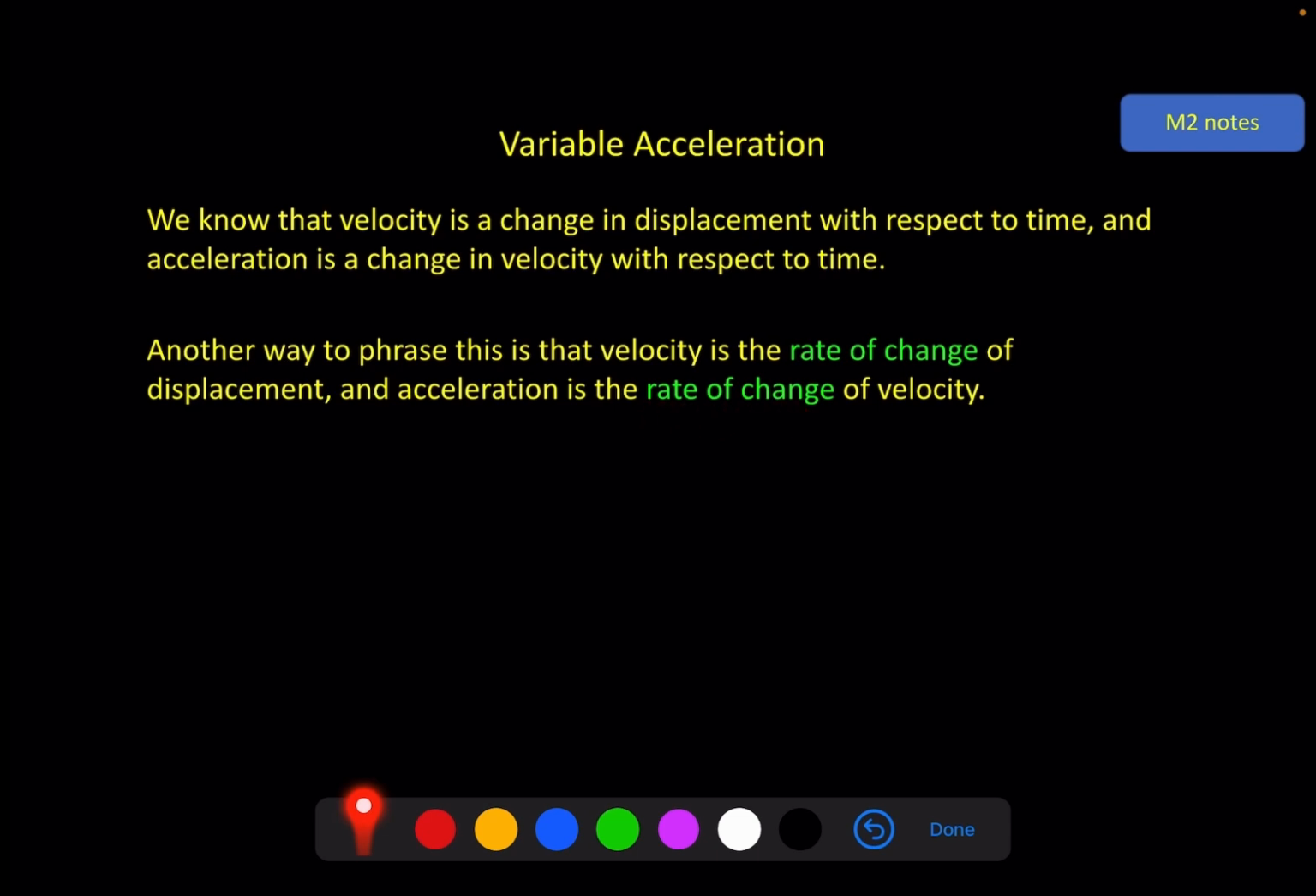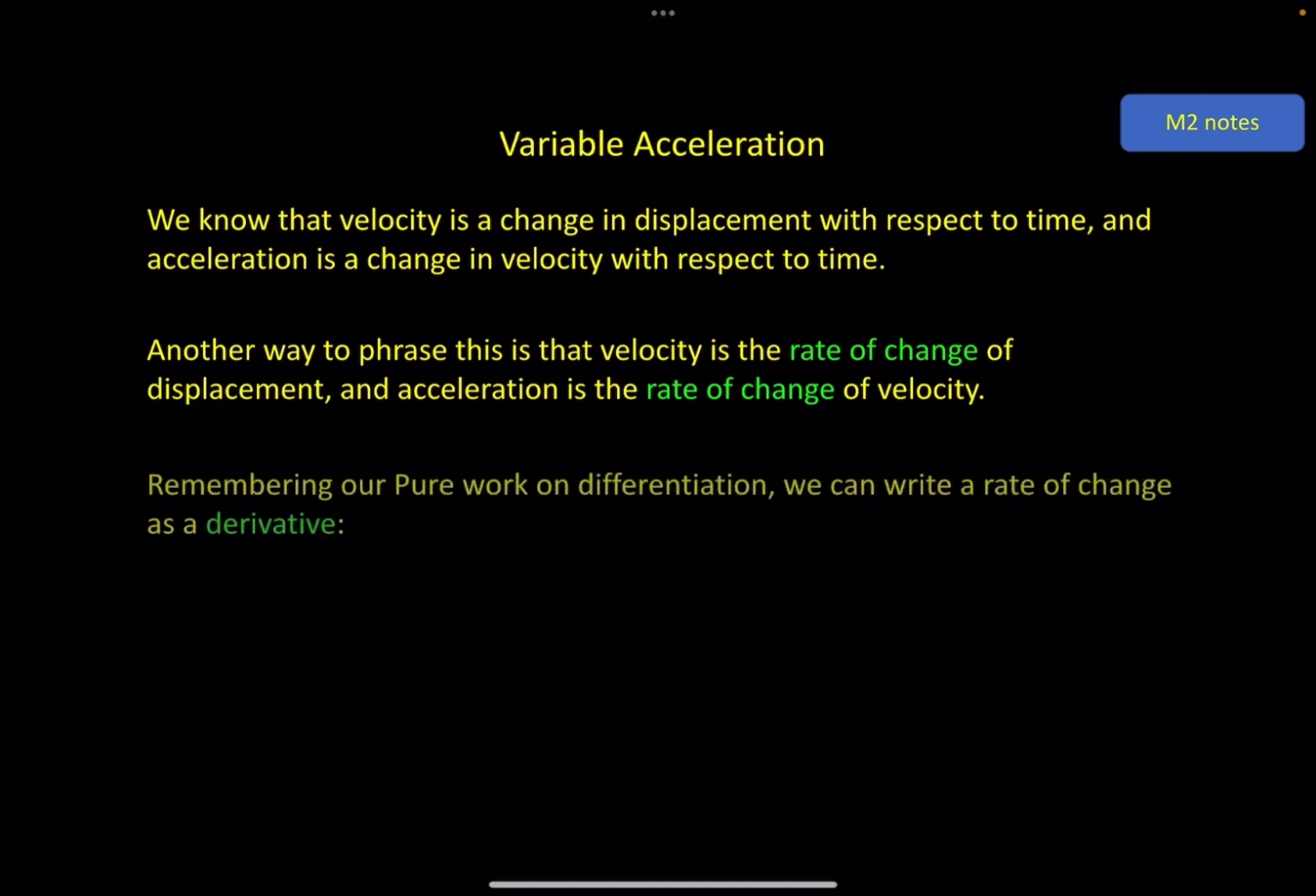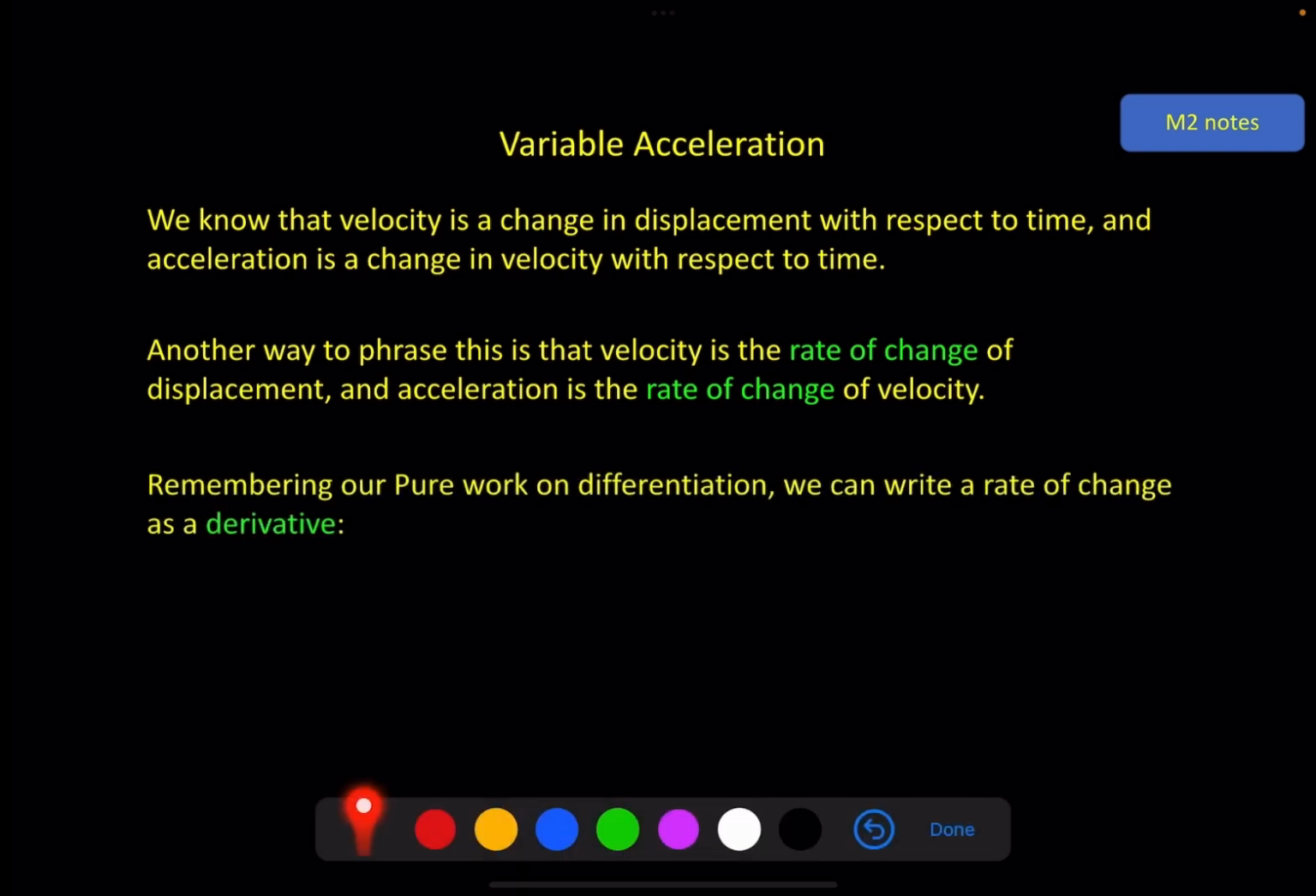And that phrase rate of change probably links with your pure work on differentiation. So writing these things as derivatives, velocity is the rate of change of displacement, we can write this. Velocity is the rate of change, or the differentiation with respect to t, of displacement. Sometimes you'll see an x for displacement, sometimes you'll see an s. Then we can do the same thing with acceleration. It is the rate of change of velocity, how the velocity changes with respect to time.